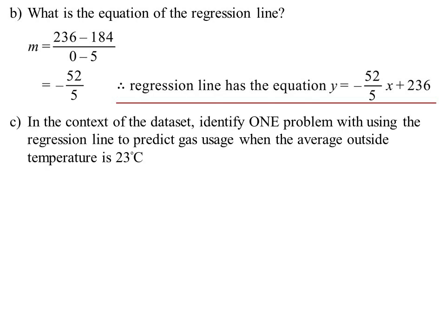In the context of that data, identify one problem with using that to make a prediction. When the average outside temperature is 23, we got a problem. What's our problem? Well, okay, what happens at 23? I get the y is negative 16 on 5. Well, there's my problem. Because what was y representing? Gas usage. So we're saying that when the temperature is 23, actually they're going to start giving me gas. Well, that's not going to happen.